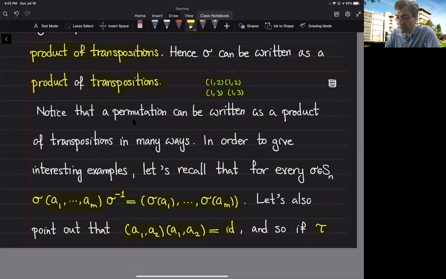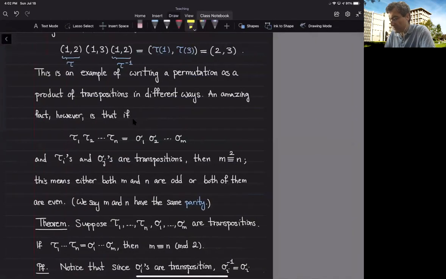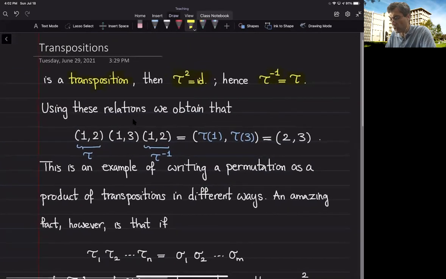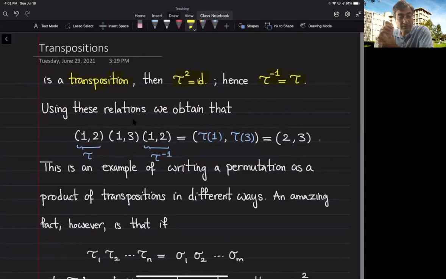So if tau is a transposition, then tau squared is identity, and therefore tau inverse is tau. Now I'm going to use these two equations to write down a transposition as a product of other transpositions. So think about the transposition (1 2).